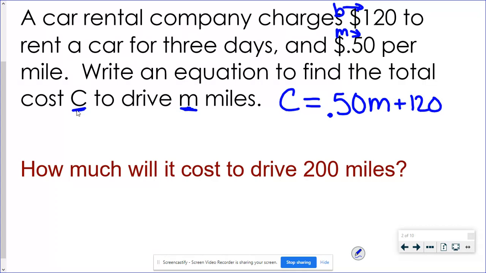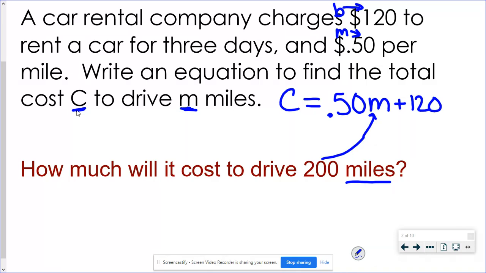Now, I should be able to also ask you another question when we're done. How much would it cost to drive 200 miles? Okay, now the nice thing about having different variables here instead of x's and y's is that it kind of tells you what you need. I'm driving 200 miles, that's my m. So I'm going to put a 200 right there.